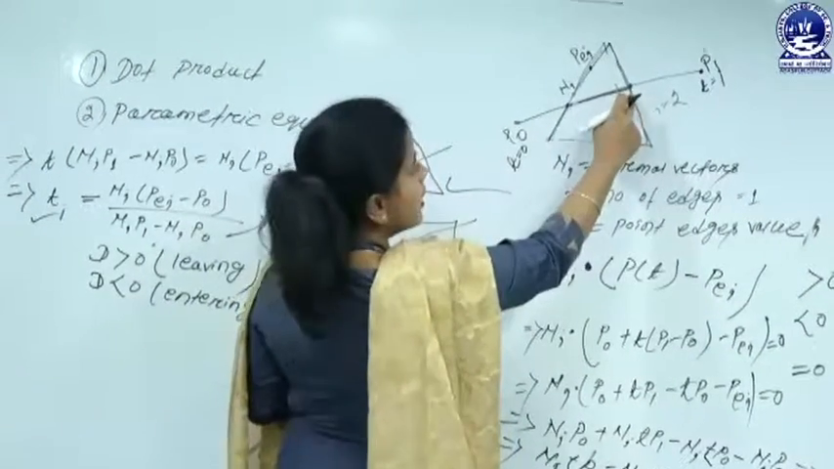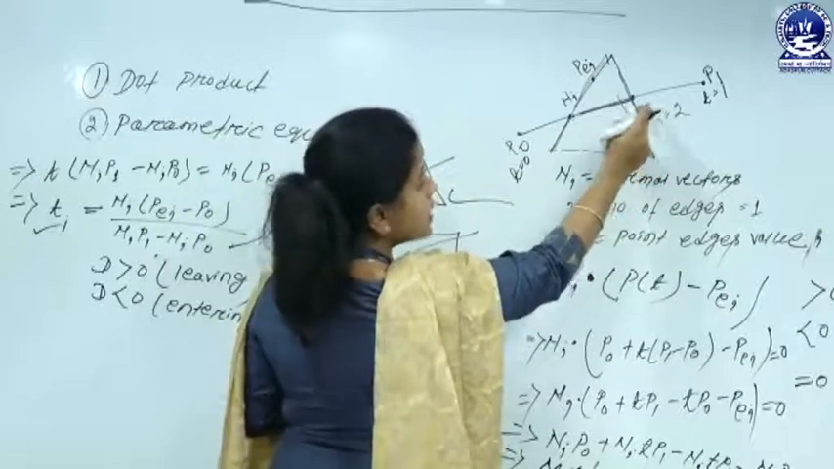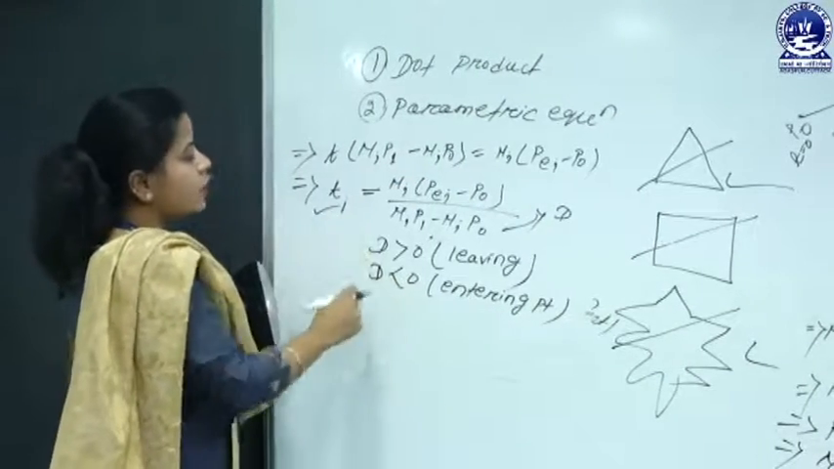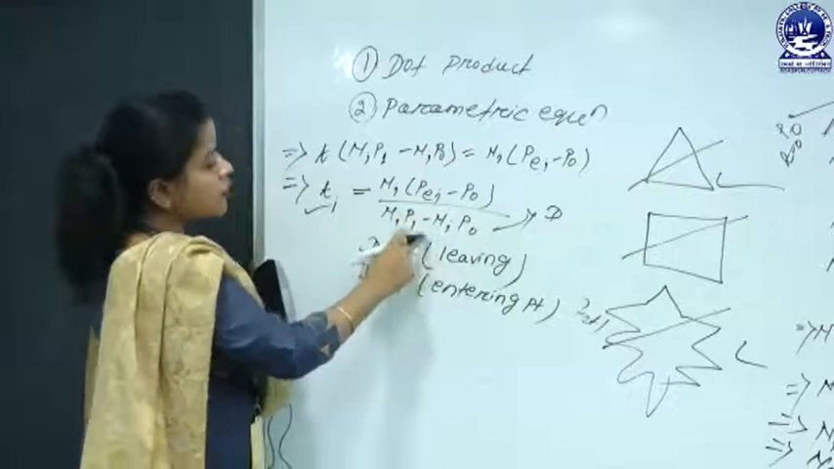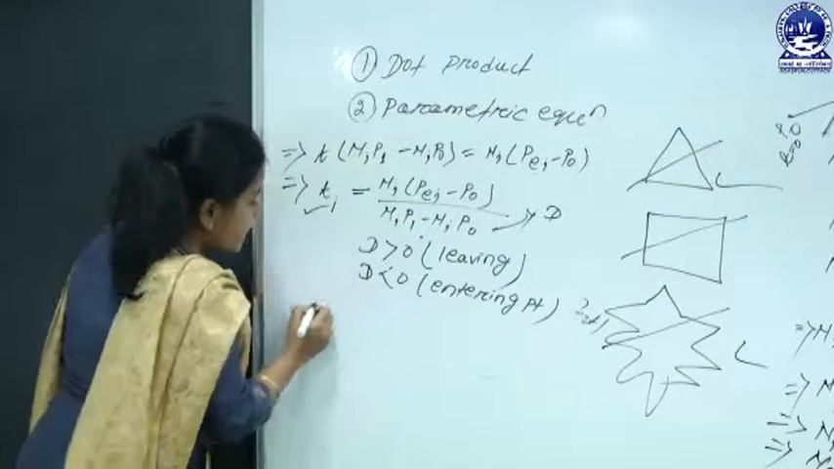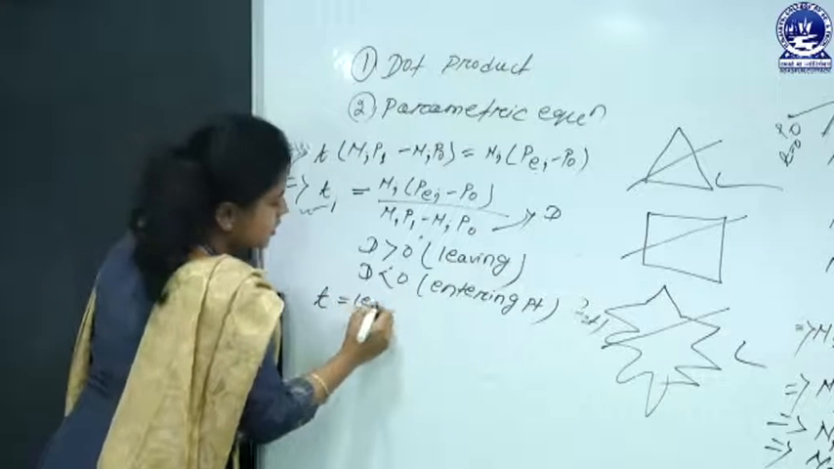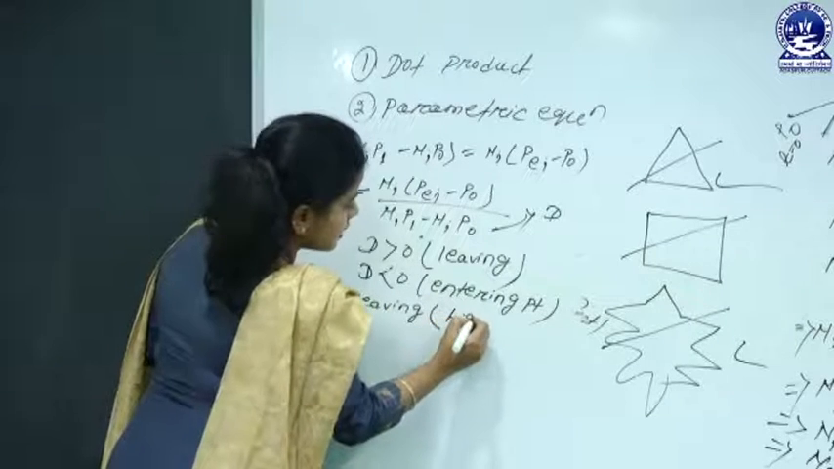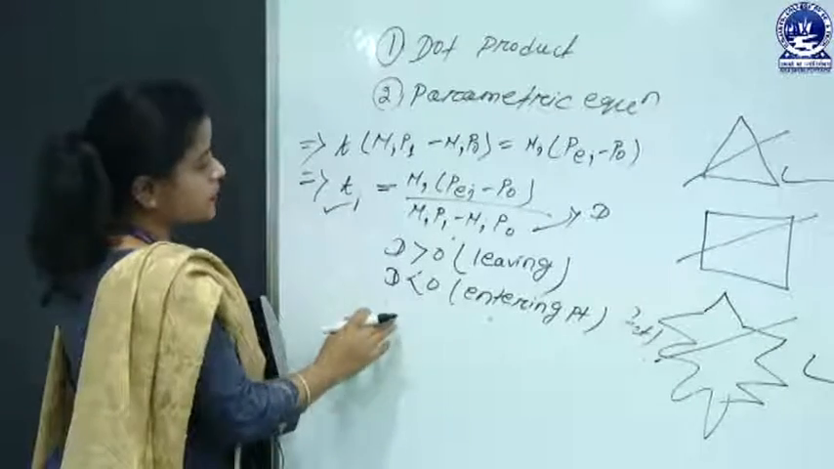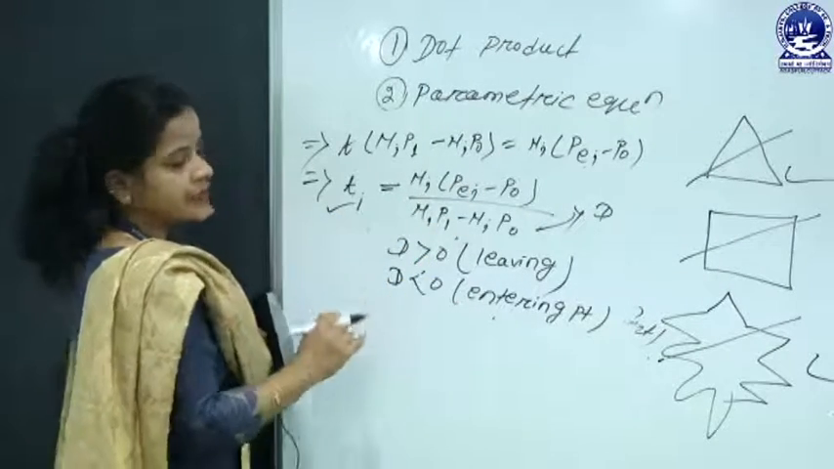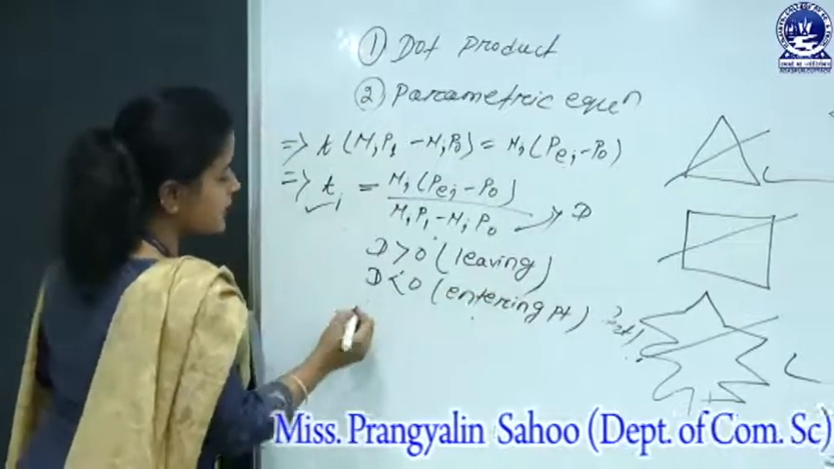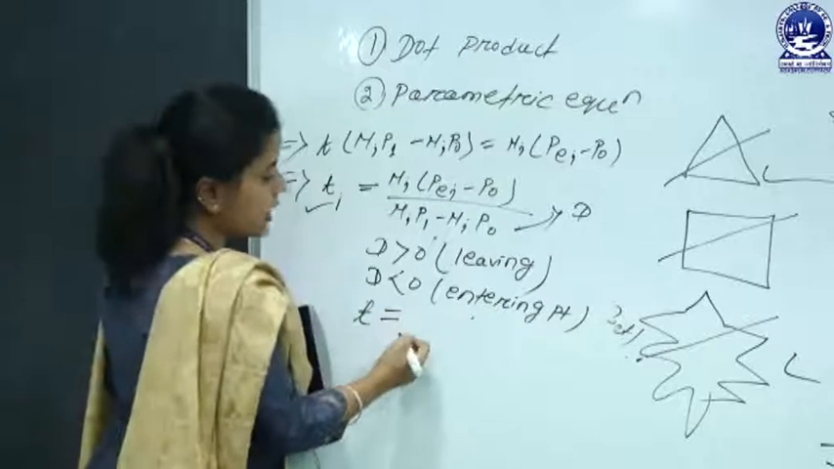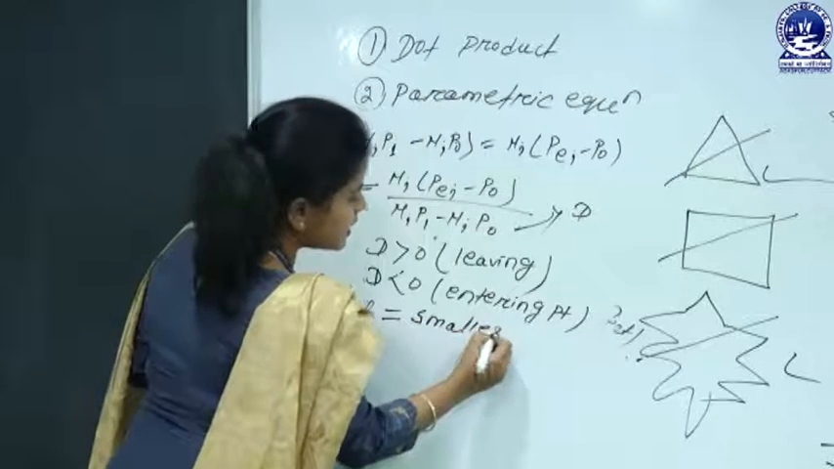Similarly, the line also intersects this other edge, so again we calculate the time T2. When all the time values have been calculated using this format, we check whether the denominator is leaving or entering in nature. If leaving in nature, then we take the smallest value; if entering, we take the highest value.